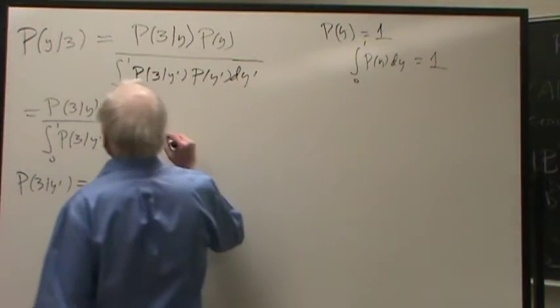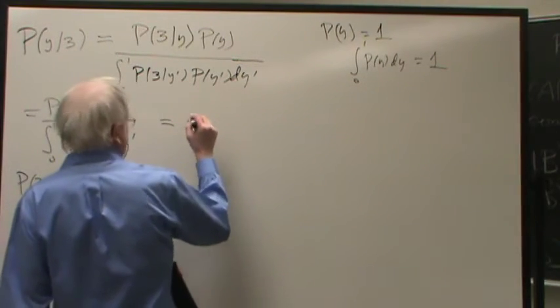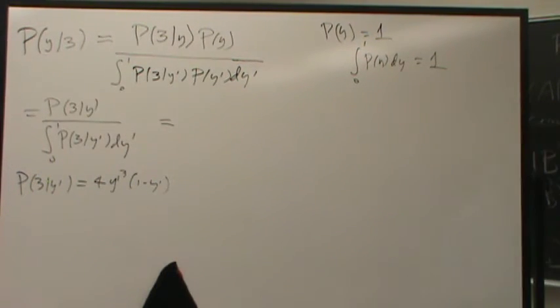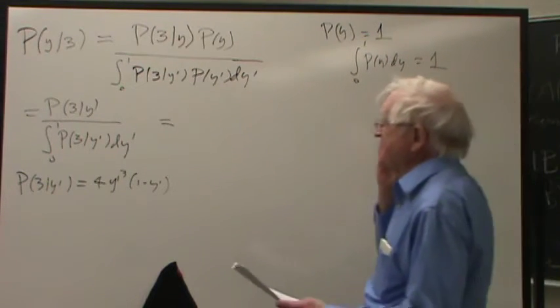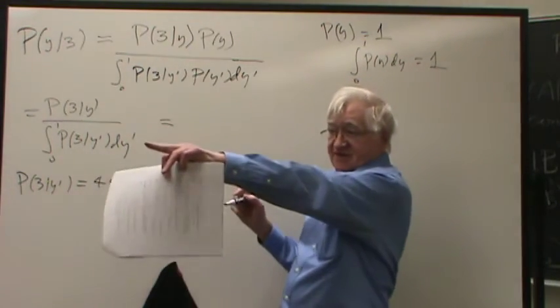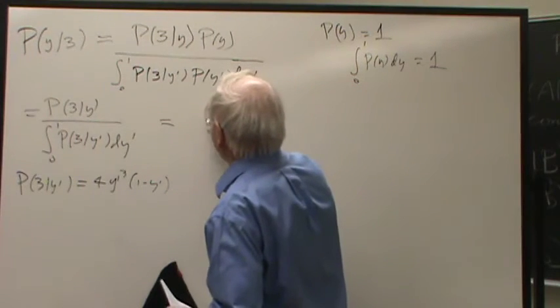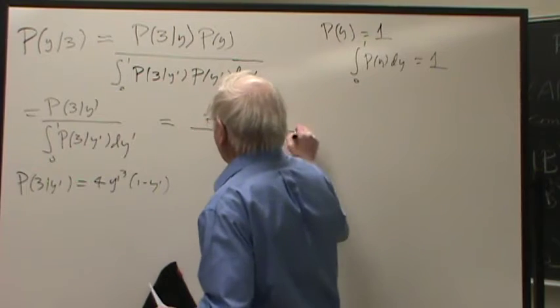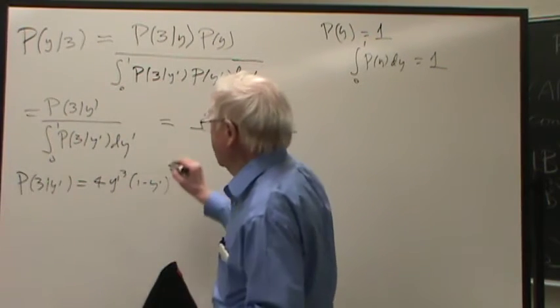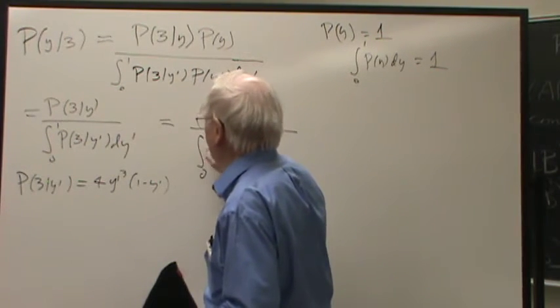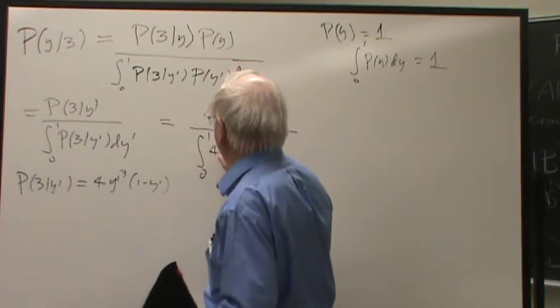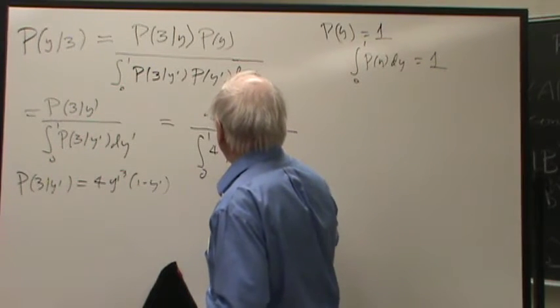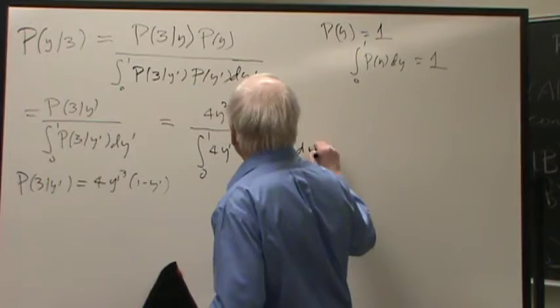So what we've got then is p of 3 given y, well that's the thing we wrote down there. That's 4y cubed, 1 minus y. And then in the denominator, we've got the integral from 0 to 1 of 4y prime cubed, 1 minus y prime dy prime.